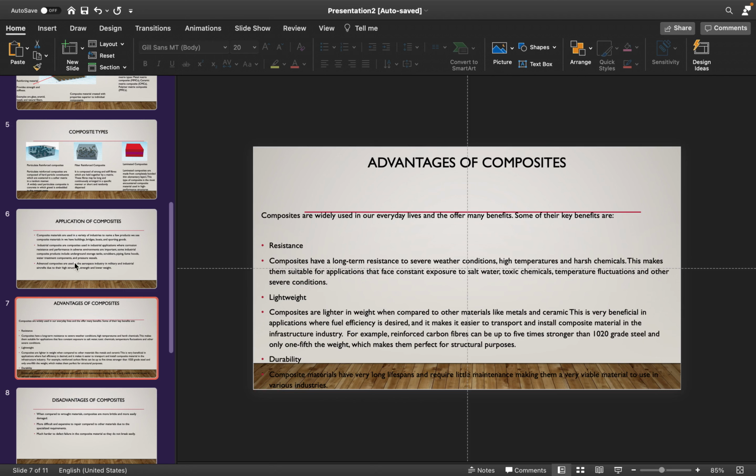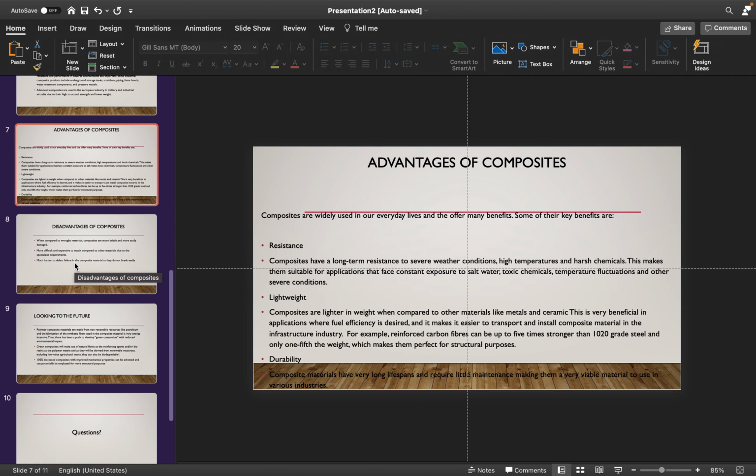Advantages of composites. Composites are widely used in our everyday life and they offer many benefits. Some of the key benefits are resistance. They have long-term resistance to severe weather conditions, high temperatures, and harsh chemicals, and this makes them perfect for applications that face constant exposure to salt water, toxic chemicals, and temperature fluctuations. Lightweight. Composites are lighter in weight compared to materials like metals and ceramics, and this is very beneficial because their strength to weight ratio is high, and it's really beneficial in the aviation and automotive industry where fuel efficiency is desired.